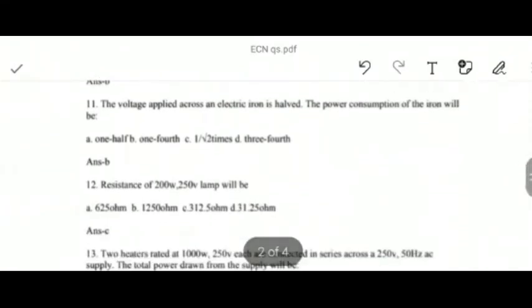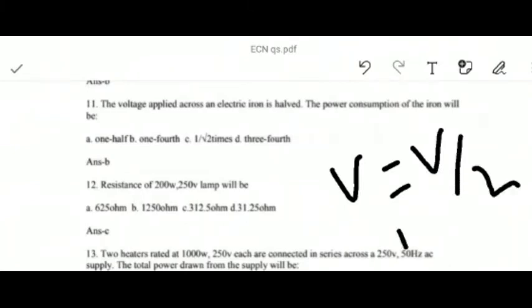Now in the 11th question, the voltage applied across an electric iron is halved. The power consumption of the iron will be. Here it is saying that if V becomes V by 2, then P equals what? So look here.